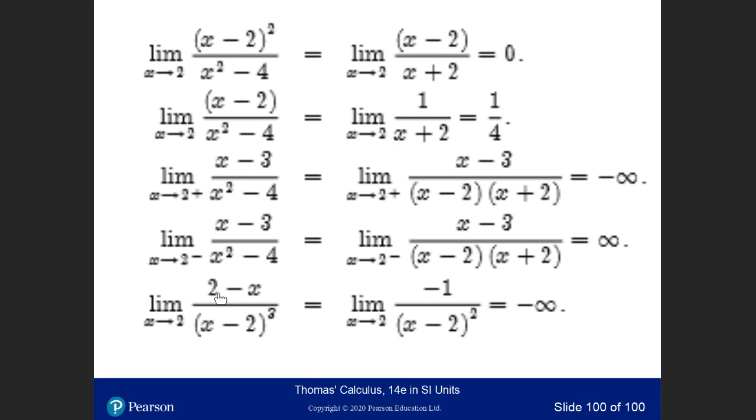Okay, final one, 2 minus x divided by x minus 2 cubed. Now I can cancel out, since 2 minus x is minus x minus 2. So I can cancel out all of them here. That's minus 1 over x minus 2 squared. Now that's a positive number since it's a square, but that's negative, minus 1. So the function goes to minus infinity. In this case, x equal to 2 is a two-sided limit. Okay?